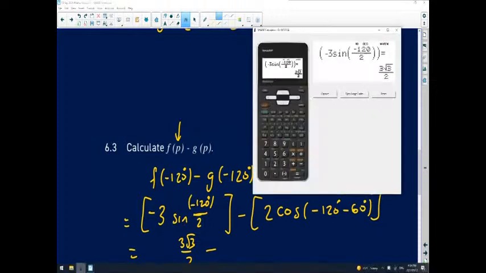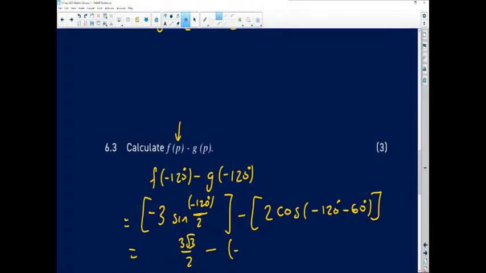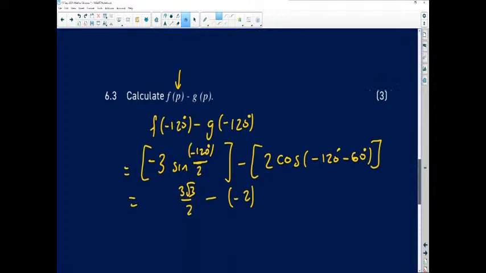Okay, let's see when I press the right hand side part, what do I get when I type 2 cos, open bracket, negative 120, minus 60, close bracket, I'm getting negative 2. So that's basically what you're ending up with. And we expected this as the y value where the cosine graph turns.